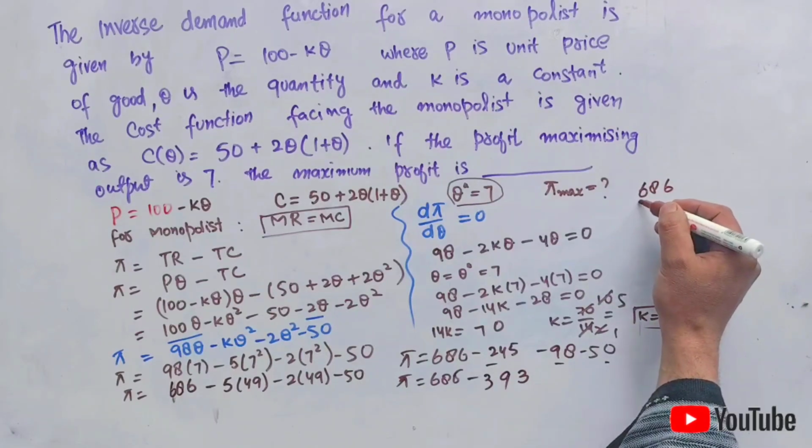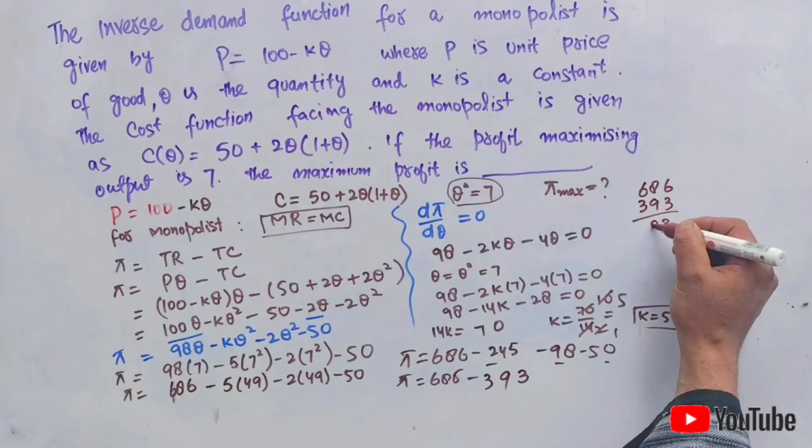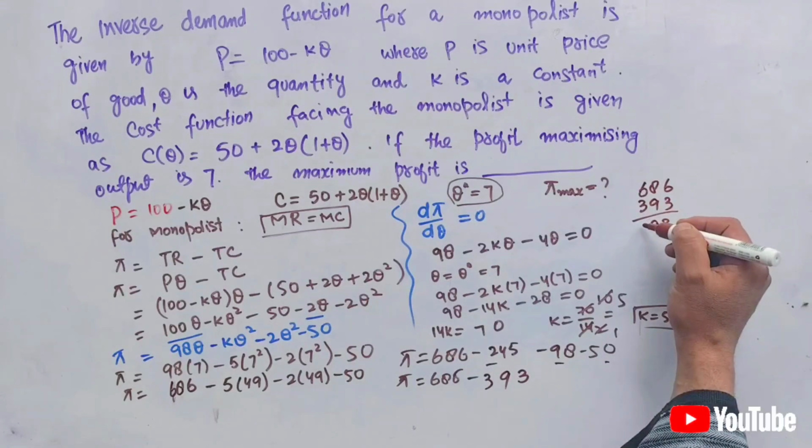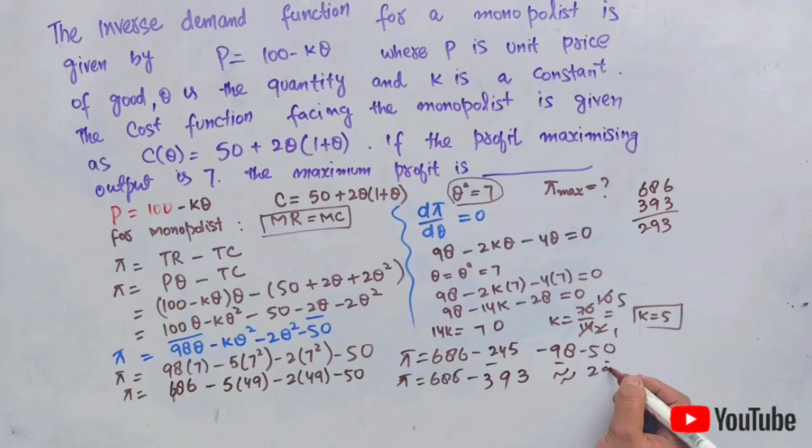Okay, I guess if I have done the calculation right, it should be 293, which should be the maximum profit. I am not sure about the calculation.